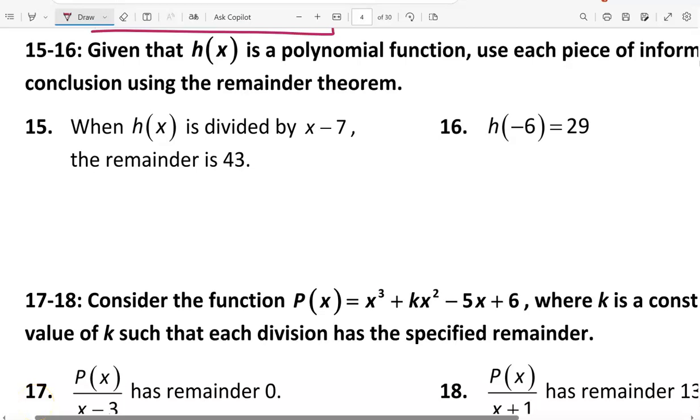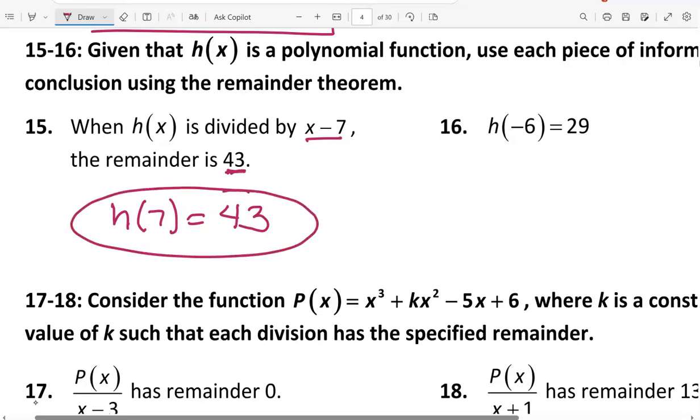In 15 through 16, we're just going to use each piece of information to make a conclusion using the remainder theorem. Remember, the remainder theorem just says that when you divide by, for instance, x minus 7, the remainder that you get is the same thing as h of 7. So h of 7 is equal to 43 is equivalent to saying when you divide h of x by x minus 7, the remainder is 43.